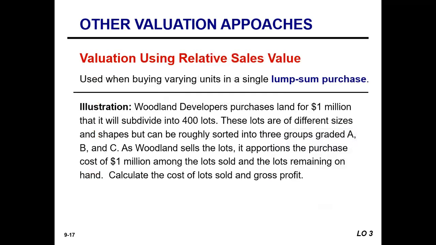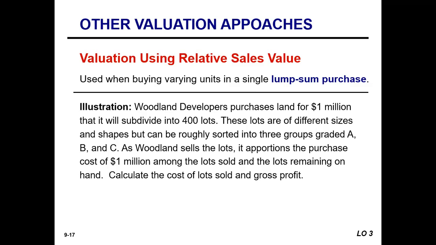All right, so now valuation using the relative sales value on lump sum purchases. This is kind of like a vertical analysis, and we've looked at a little bit of this type of vertical calculation in cost and managerial accounting already. Basically what we're going to be doing is looking at the overall sales and then breaking down those sales into the different categories which they represent, if that makes sense. But we're going to see an example of it.